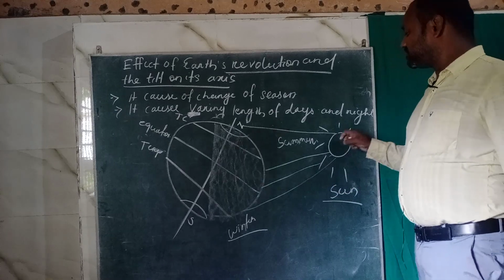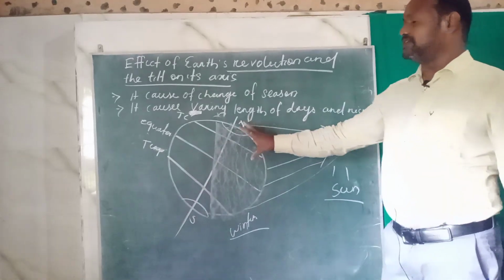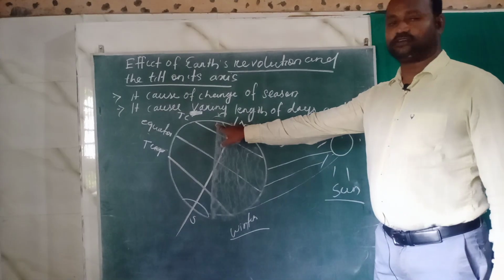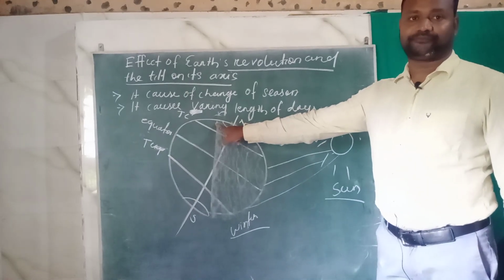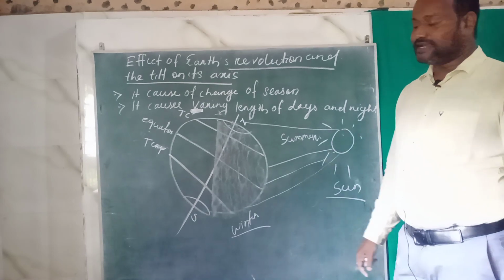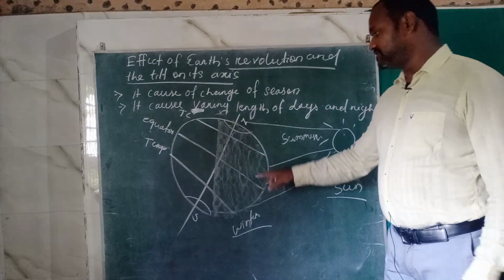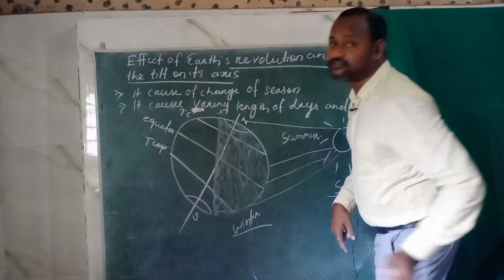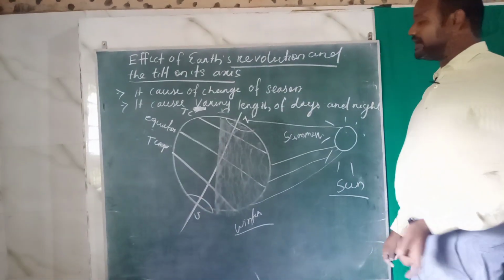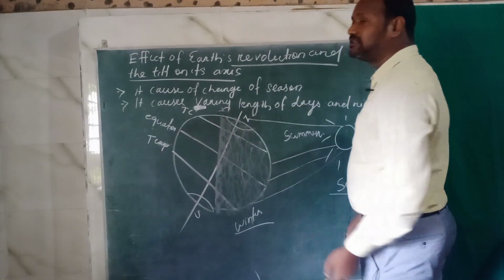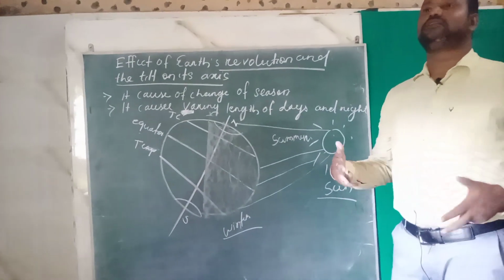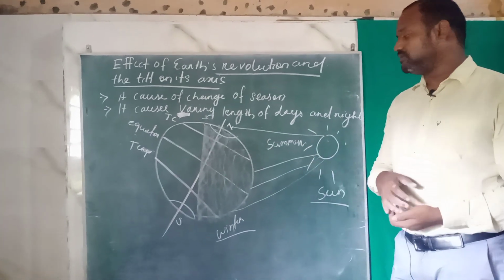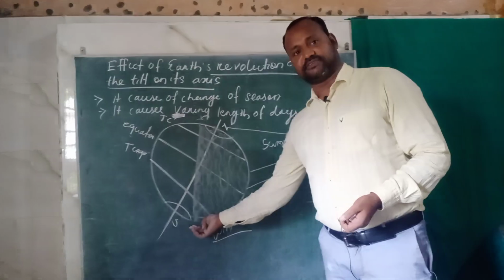And as the direct sunlight is received over here, it is received for a long period of time. Why? Now it covers a larger area. You see here, it covers a larger area compared to this. Yes or no? That's why the days are longer in the northern hemisphere, because it gets more sunlight for a long period of time, whereas here it is not receiving.